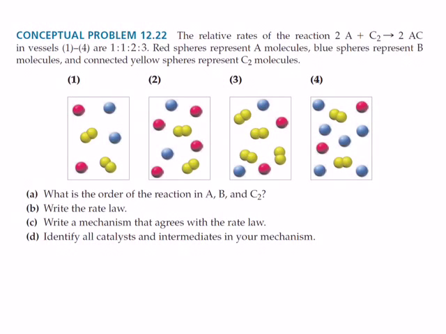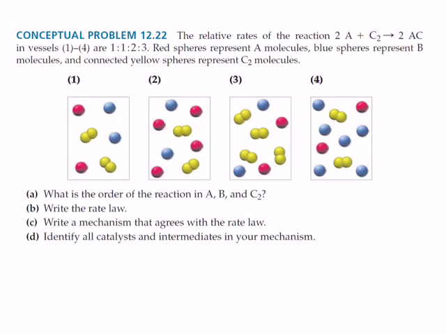All right, here's a conceptual question that deserves a little bit of attention, so pause the video and try this yourself, definitely. So we've got the relative rates of this reaction between atoms of A and molecules of C in vessels 1 to 4, and it tells us the relative rates are 1 to 1 to 2 to 3.